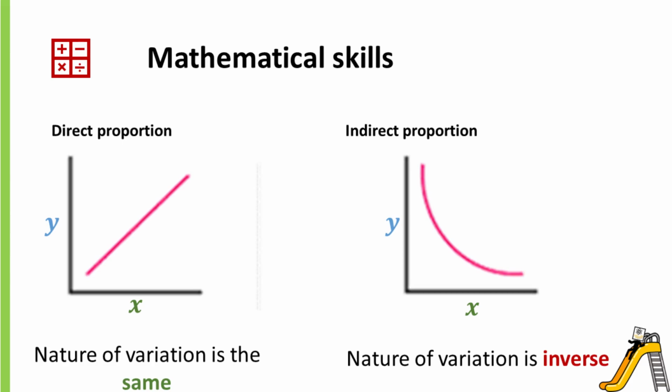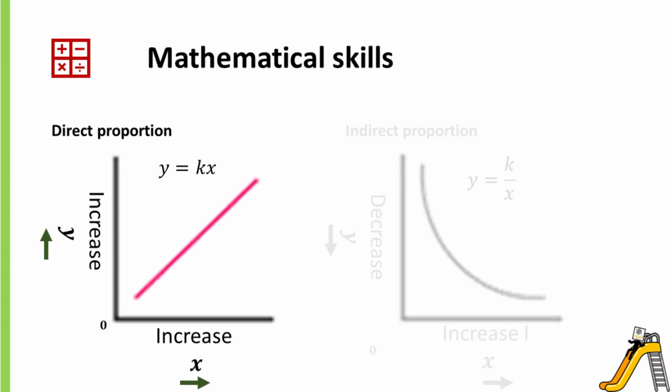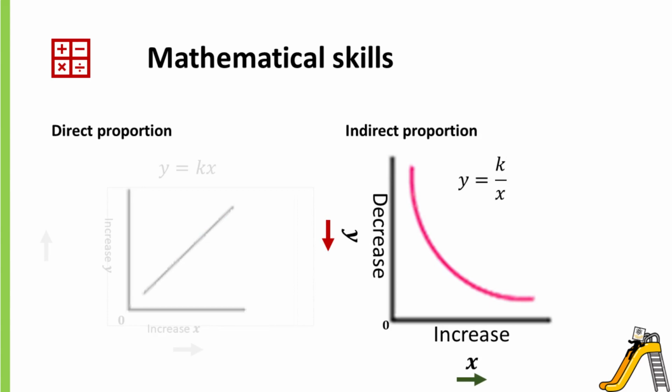What I mean by this is, in this graph for instance, when Y increases, X also increases, but of course when Y decreases, X also decreases, and that is what is meant by the nature of variation is the same. Now let's move on to indirect proportion. For the indirect proportion graph, when Y is decreased, X increases, and of course vice versa, when Y is increased, X decreases. Now that is what is meant by the nature of variation is inverse, because when the one goes up, the other one goes down.